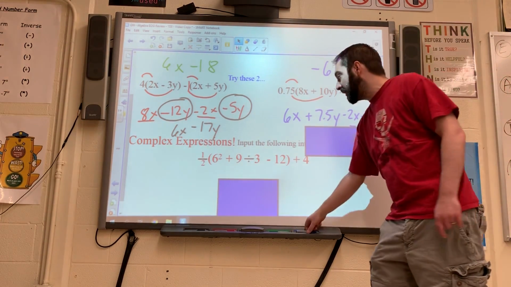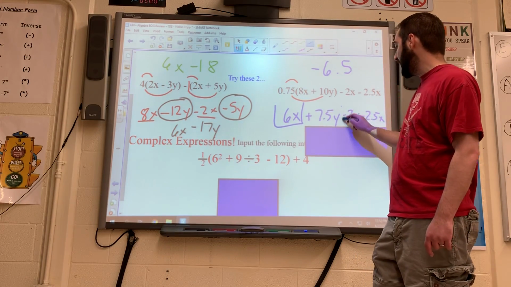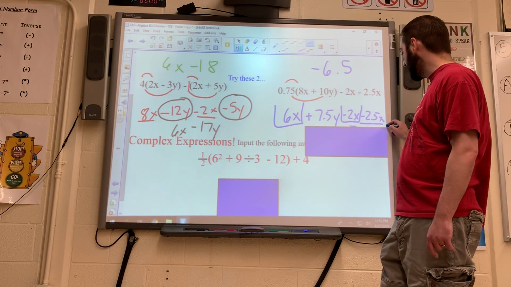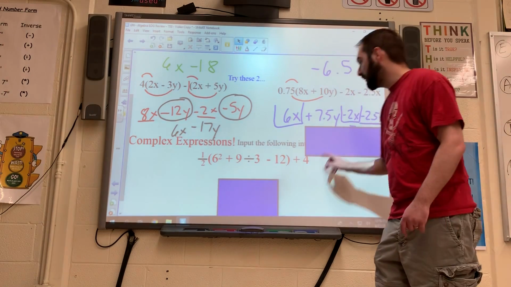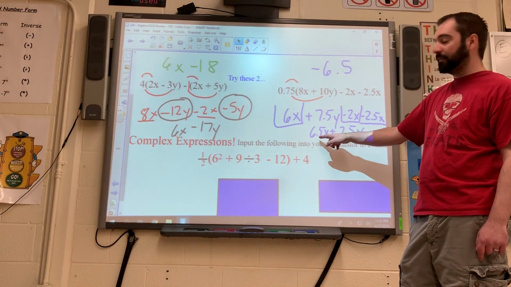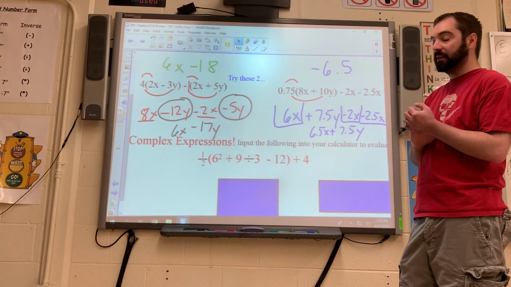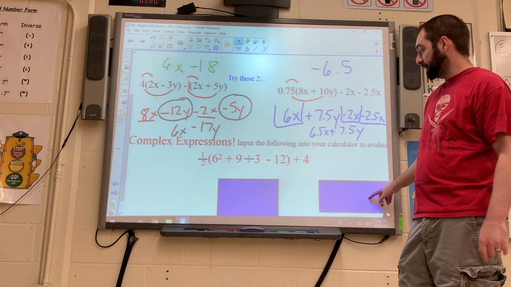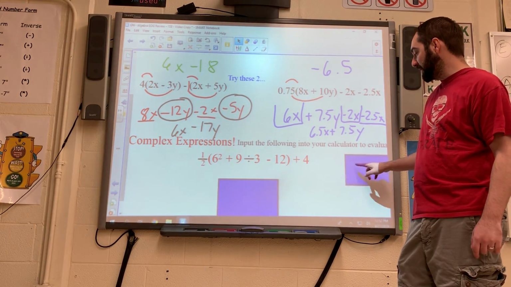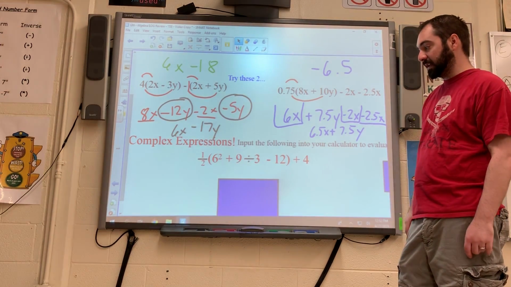And then from there, I have a 6x minus 2x minus 2.5x, which gives me a final total of 6.5x. And since there was nothing to combine with positive 7.5y, that just drops down into the answer. Okay, again, make sure you got good notes. These will really help you out when you get to today's classwork.